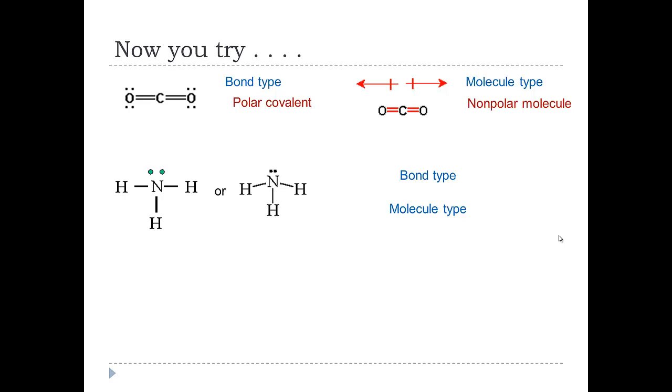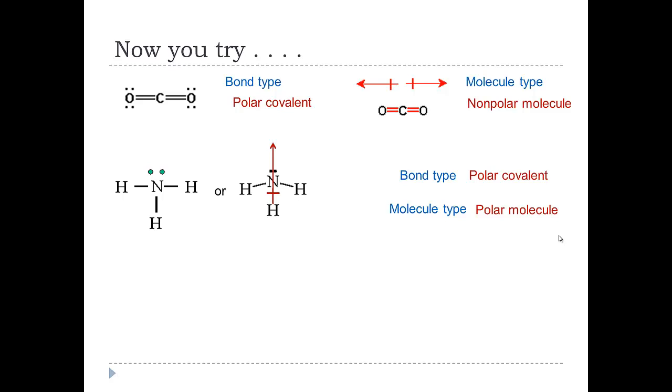So for ammonia, I showed you both the appropriate shape, meaning with the H's pushed down a little bit due to the lone pair, and just a regular shape. Unless they specify, I believe either one should be acceptable. Here the bond type should be polar covalent because N and H will have different electronegativities, and the molecule type will be a polar molecule.